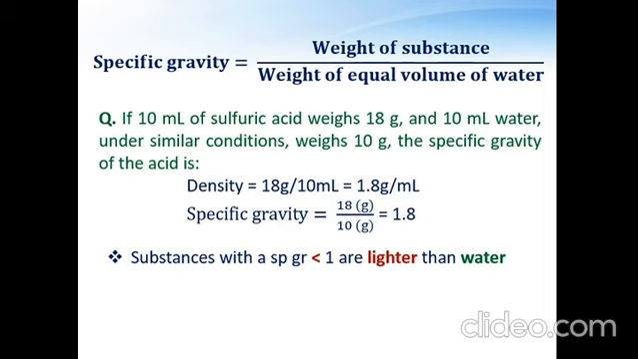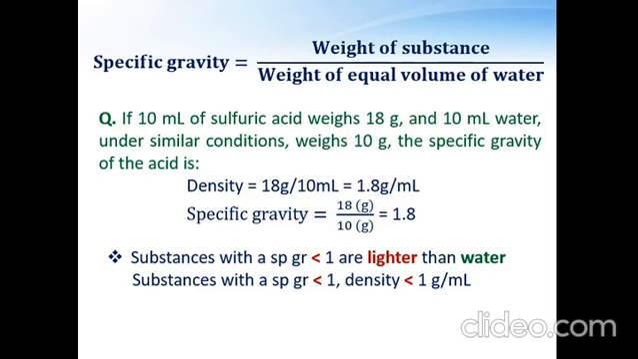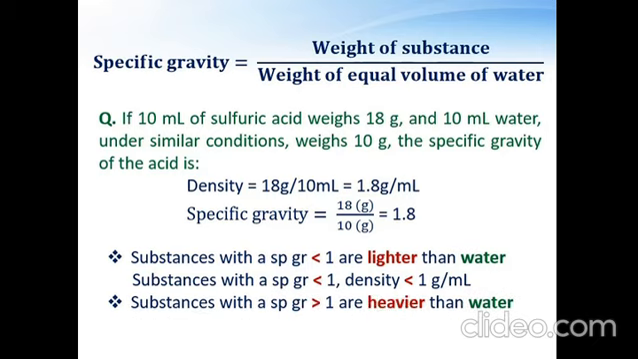Substances with a specific gravity smaller than 1 are lighter than water. For substances with a specific gravity smaller than 1, the density is also smaller than 1 gram per ml. And opposite, substances with a specific gravity more than 1 are heavier than water. For substances with a specific gravity more than 1, the density is more than 1 gram per ml.